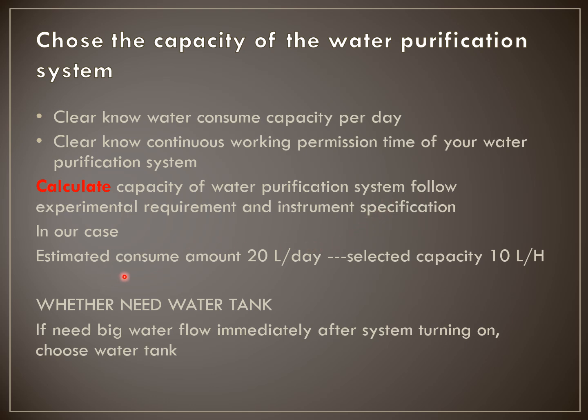In our case, we estimate the consumed amount is 20 liters per day, so we select a capacity of 10 liters per hour for the continuous working permission of our water purification system. There's another thing you need to consider: whether you need to install a water tank or not. If you need a big water flow immediately after you turn on the instrument, you can choose a water tank. So the water tank is not compulsory. Whether to install a water tank or not depends on your requirement of the water flow.